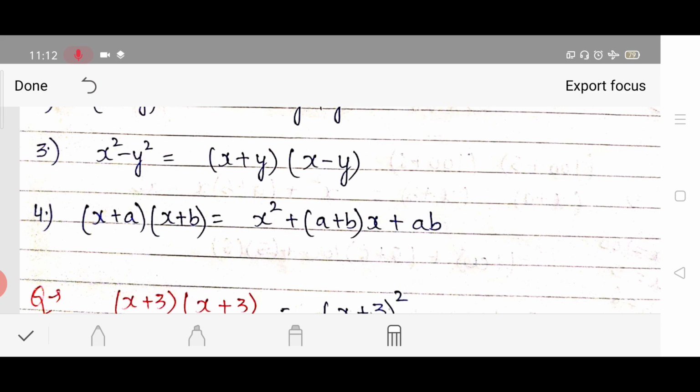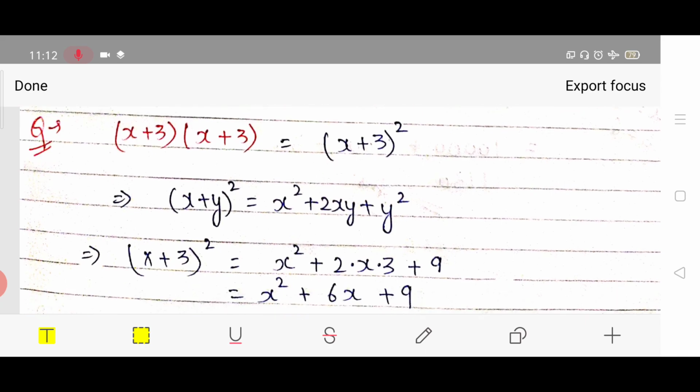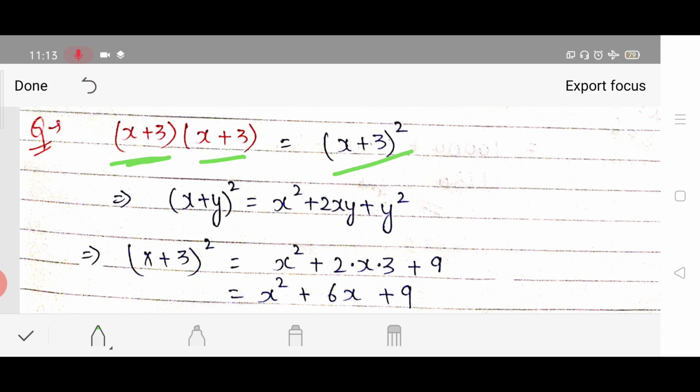So in question number 1, you have (x plus 3) into (x plus 3). From here you can see that we have two same terms in multiplication. So we can write (x plus 3) into (x plus 3) as (x plus 3) whole square, and we have learned the identity: if you have (x plus y) whole square, then what is the formula? x square plus 2xy plus y square. So you will apply this identity in this question.